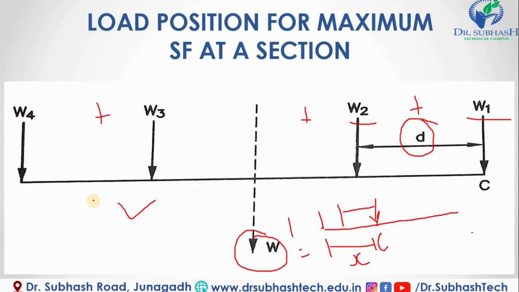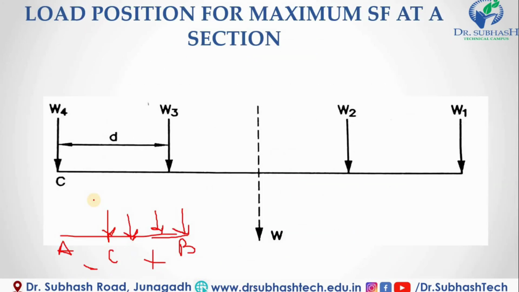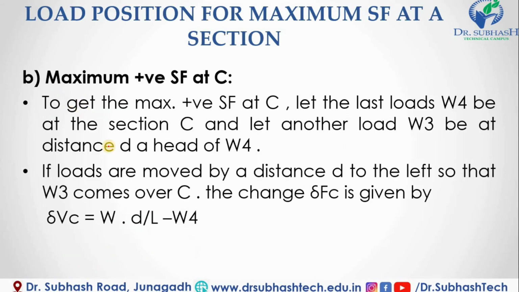While we calculate the maximum negative shear force, at that time W1 should be placed on C in the given load arrangement. Now we find the maximum positive shear force. Then the place beyond C is nothing but our last load W4. So to get the maximum positive shear force at C, let load W1 be at the section C, and let another load W3 be at the distance D ahead from W4. So if loads are moved by the distance D to the left, W3 comes over C, and the change delta VC gives a positive value.